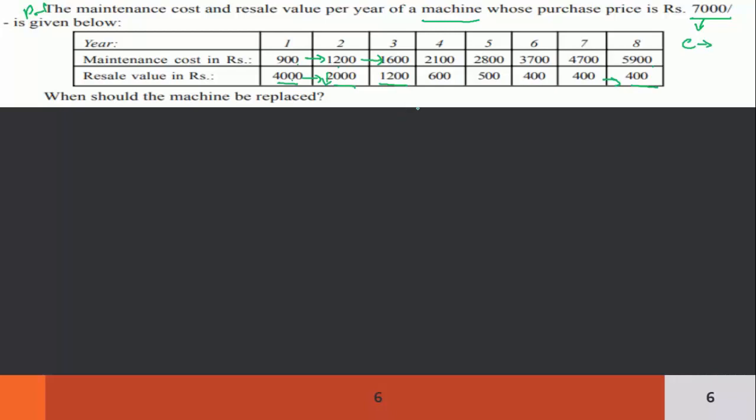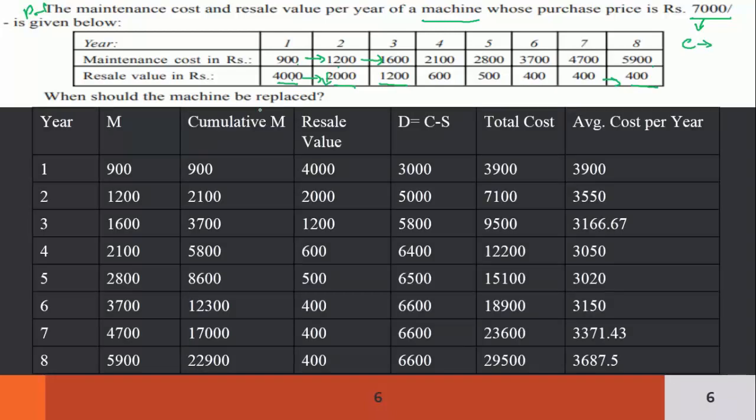So we have to solve this particular problem. First of all, we have to construct a table. The first column of the table is the year, the number of years. There are 8 years, so I write down here 1, 2, 3, 4 up to 8. After that you have to write down the maintenance cost in rupees. It is already given in the problem, so I can write down here 900, 1200, 1600 up to 5900.